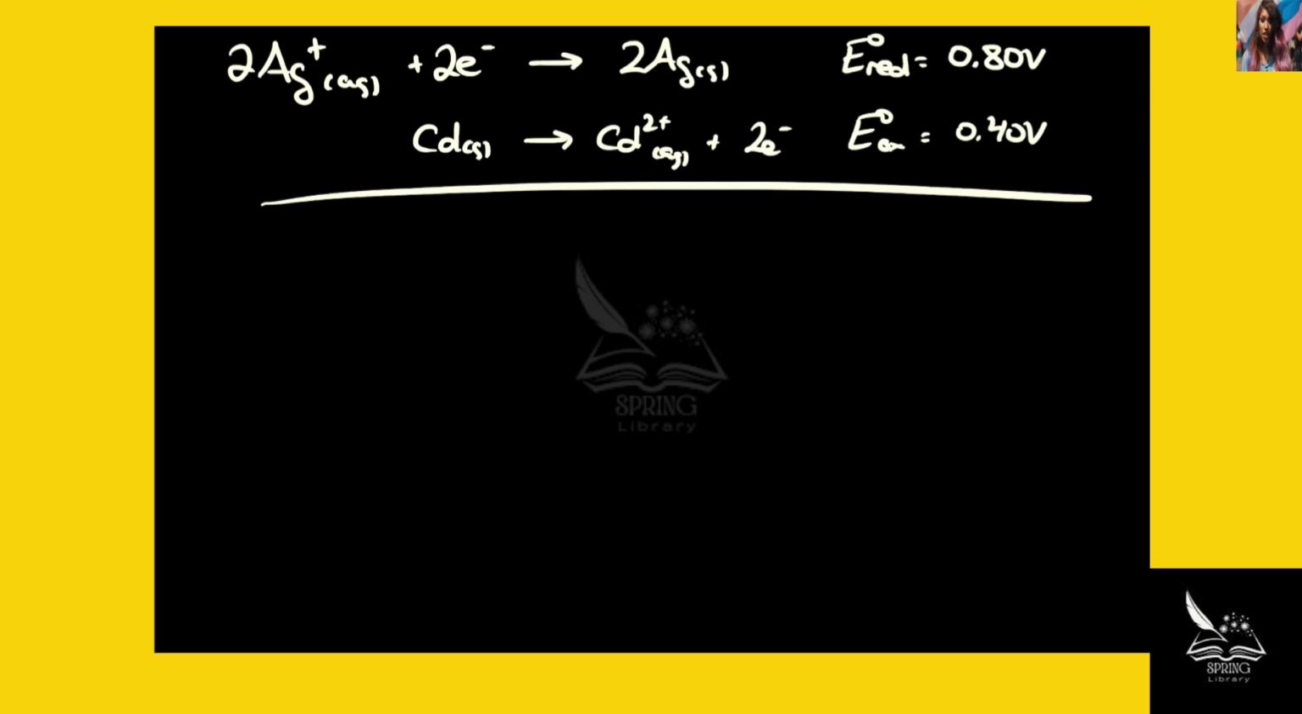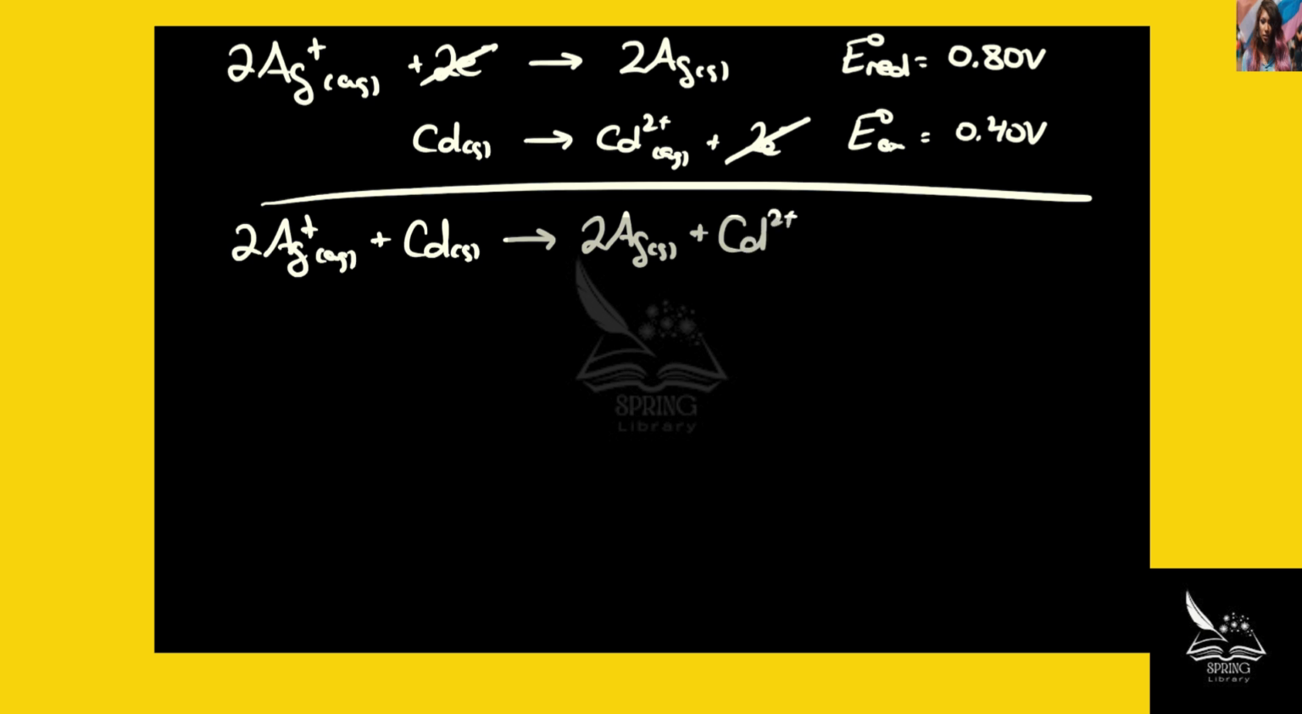Multiply the reduction half reaction by 2, so we can cancel out the electrons, and we'll get 2Ag+ plus cadmium solid going to 2Ag solid plus cadmium 2+. E0 cell is equal to 1.20 volts.